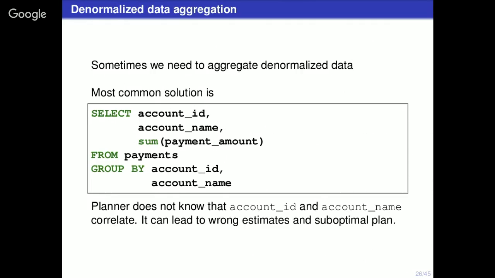By the way, the planner does not know that account ID and account name correlate, and it thinks that they are independent, and it thinks there are quadratically more groups, and it could choose sort, not hash aggregate, just for this reason.